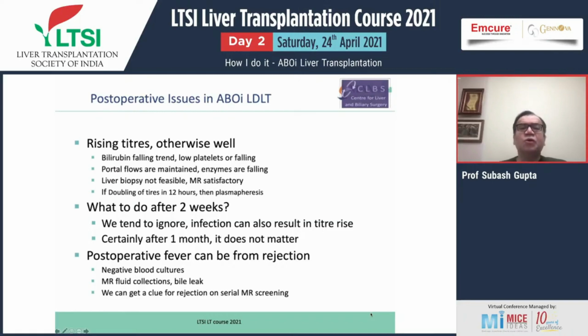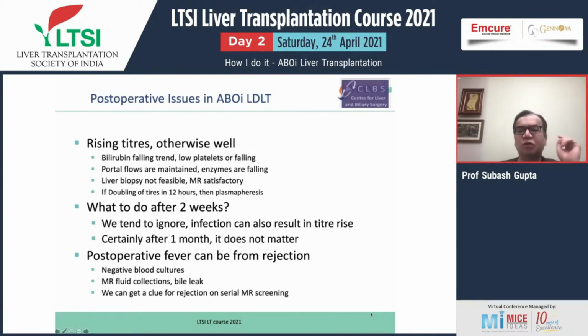So there are some post-operative issues in ABO incompatible living donor liver transplantation that we face quite commonly. The rising titers, otherwise the patient is well. The bilirubin is on a falling trend. Platelets may be on a falling trend. If they're increasing, then we don't bother. Portal flows are maintained. Liver biopsy usually we do not do in the first week. MR is satisfactory. But if there's doubling of titers in 12 hours, then they will go straight to plasmapheresis.